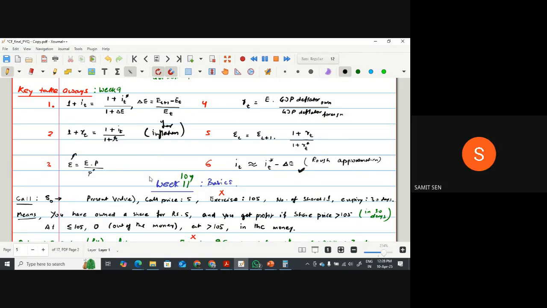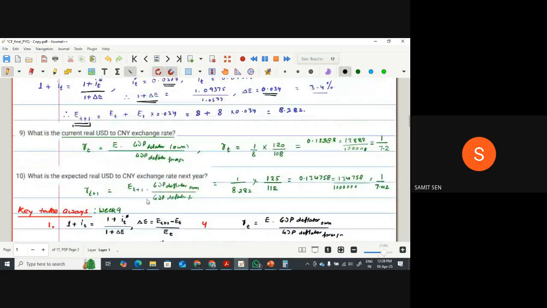In the key formula 3, E is equal to EP by P star. Now here, P is the domestic and P star is the foreign. And this I am calculating from domestic to foreign exchange rate, right? Now, sir, if you just go up, just now you solved the USA China part.